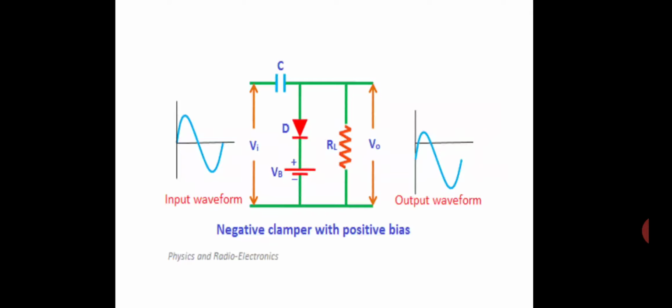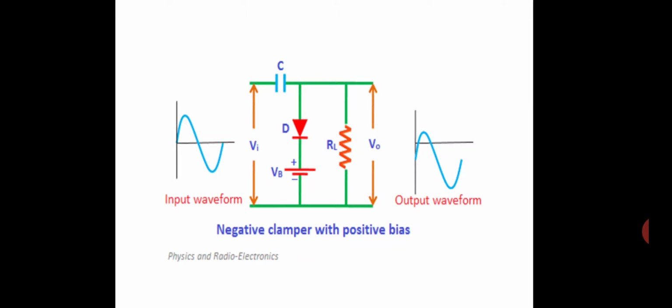Input is always a sinusoidal waveform. At first the capacitor is charged up to a value when the diode is in forward condition. When the diode is in reverse bias condition, all the voltage of the input supply and the capacitor charge is received at the output. So this is the negative clamper with positive bias.